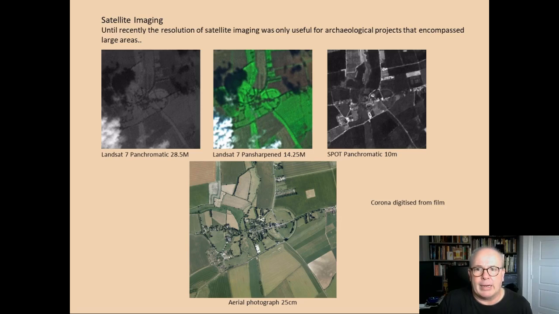These can be quite high resolution. Most of the examples, however, that I found for Avebury are covered in cloud, one of the problems of living in Britain. To give you some idea of the resolution of satellite images, though, I've compared them with this, which is an aerial photograph, which is 25 centimeters per pixel. So massively higher resolution than any of these other images.